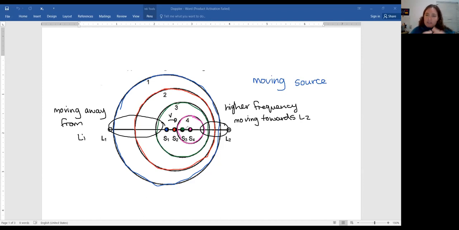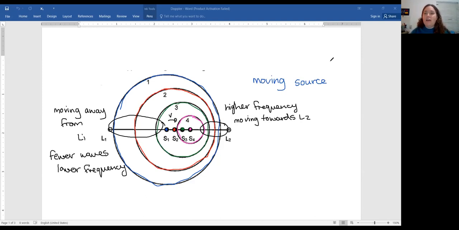And in fact, you can see as they're spreading out. So over here, we will have fewer waves, which means that there will be a lower frequency. So a higher frequency when there is an approach, and a lower frequency when they move apart.